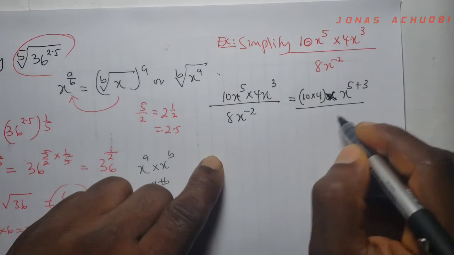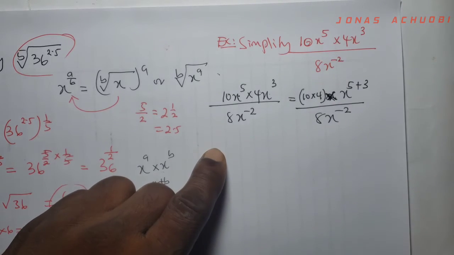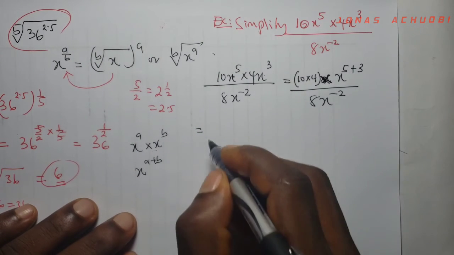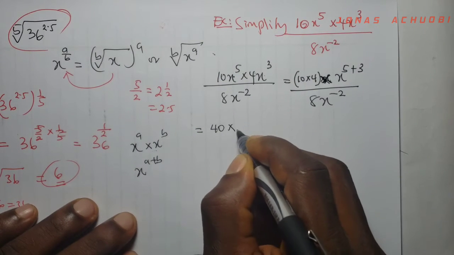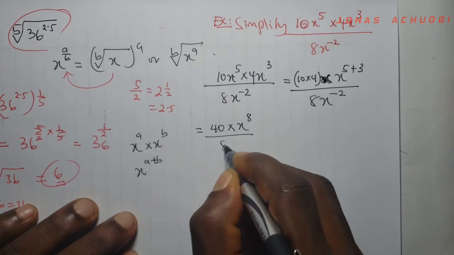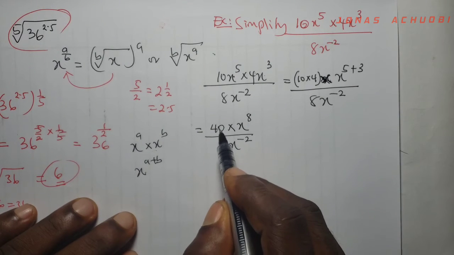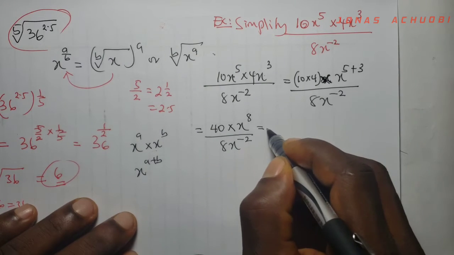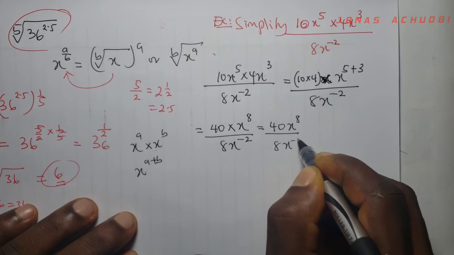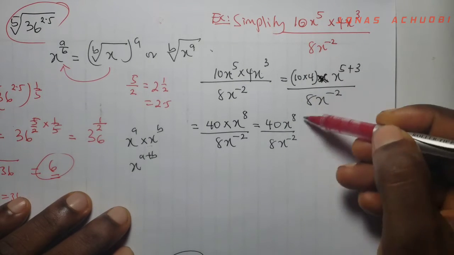I add. All of it divided by 8x raised to the power minus what? 2. So the numerator again, I'm still there. So 10 times 4 gives us 40 times x raised to the power 5 plus 3 gives us 8, divided by 8x raised to the power minus 2. I now say something. Of course, 40 times x raised to the power 8 is the same thing as 40x raised to the power 8, divided by 8x raised to the power minus what? 2. Another law comes to my mind at this point because I'm now dividing.